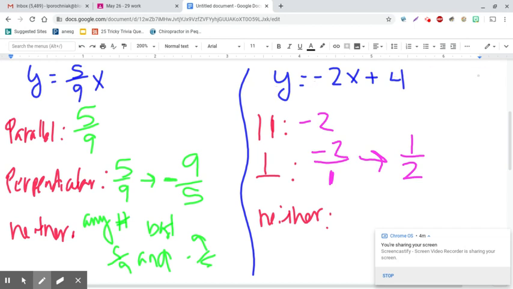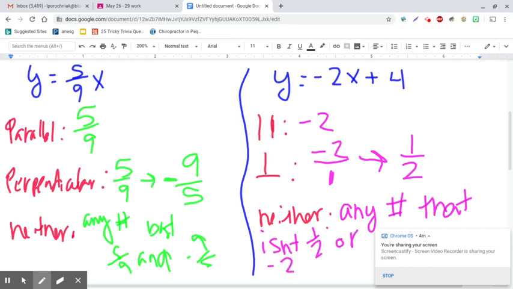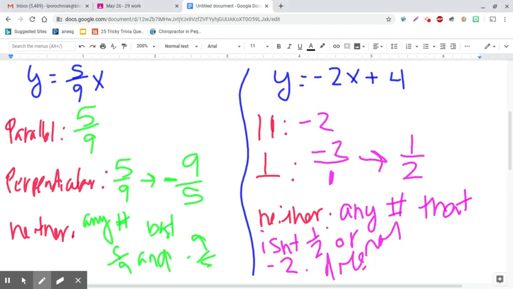All right, neither. Okay, so any number that isn't 1/2 or negative 2, but, ready, does not include, feel weird writing this, does not include this, okay? So it has to be a different equation and something that isn't a 1/2 or a negative 2 slope. All right, guys. That's it.